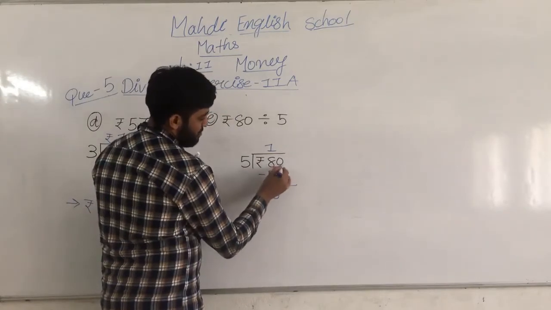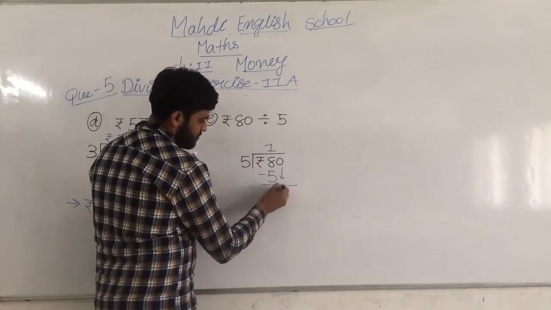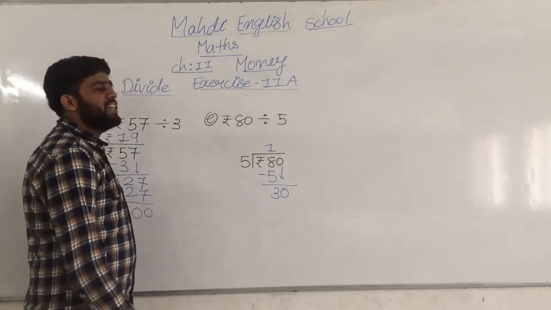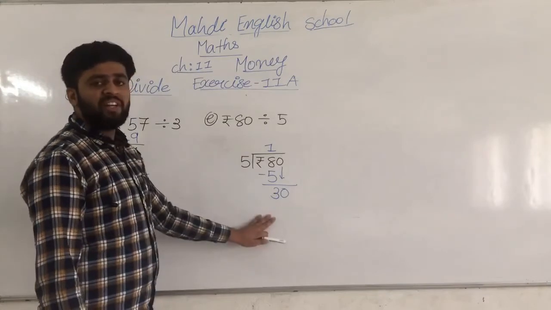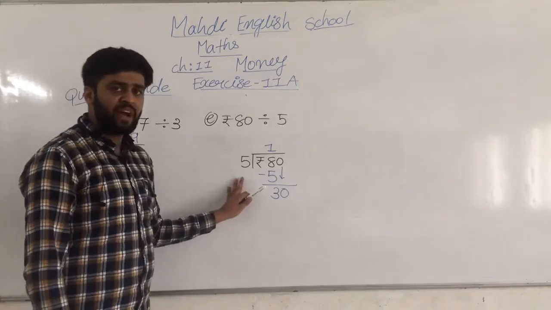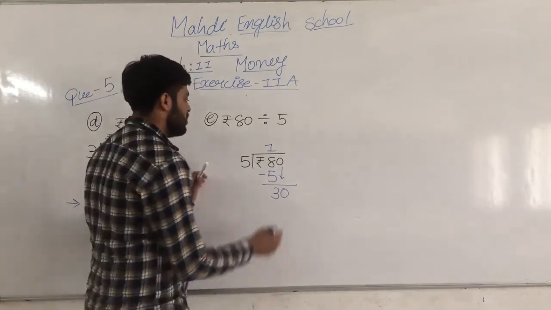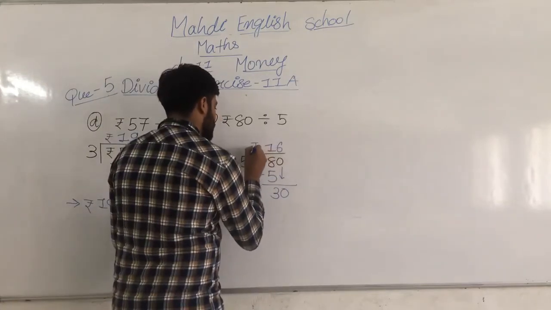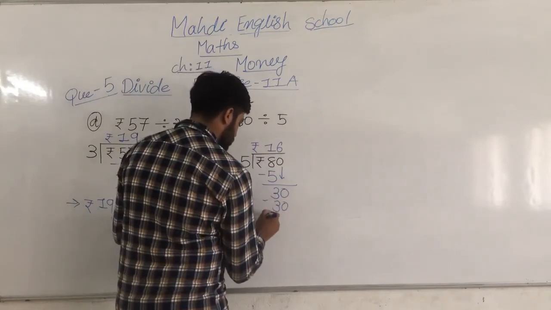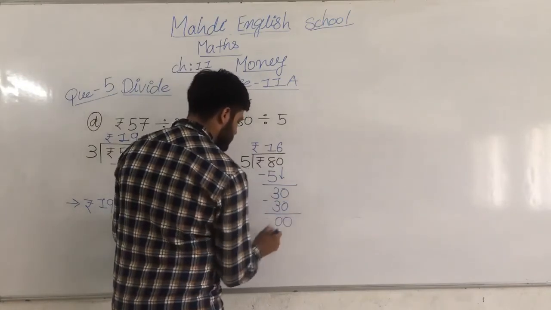And then we bring down this 0 here. Understood? In table number 5, 30 will come or not? Obviously 30 will come. 5 5s are 25 and 5 6s are 30. 5 6s are how many, my dear students? 30. Understood?